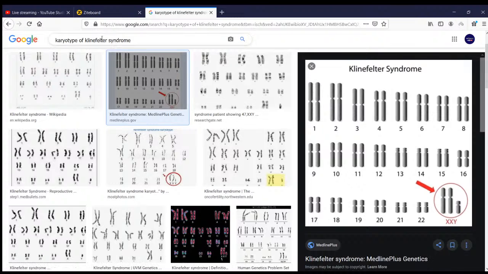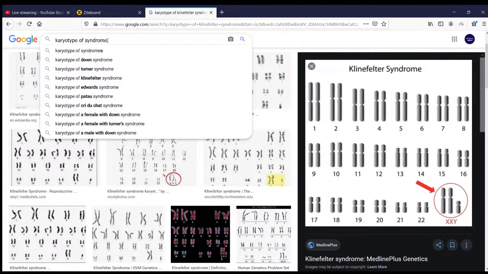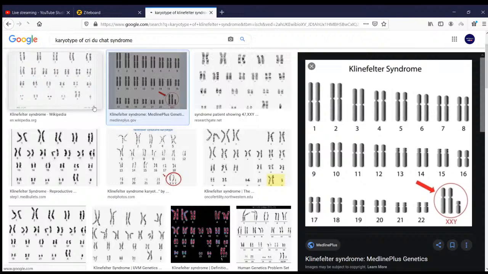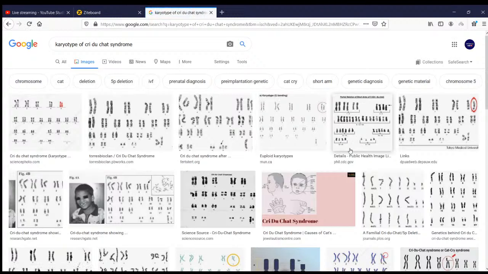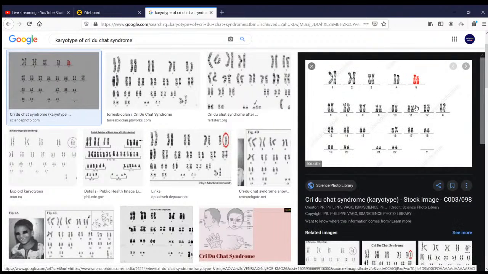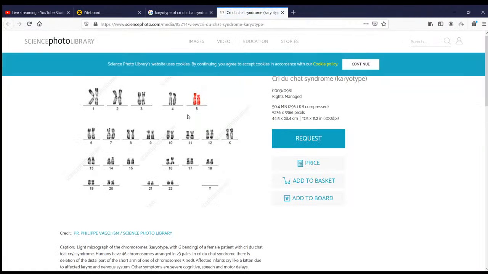Then one more I'll show you, one very interesting one. Here it is, cri-du-chat syndrome. Look here, it will give you a good interpretation. You can see here chromosome number 5 if you check. Look at this chromosome. Is this chromosome number 5 equal in length to this chromosome number 5? No, right? The lengths of the two chromosomes differ.